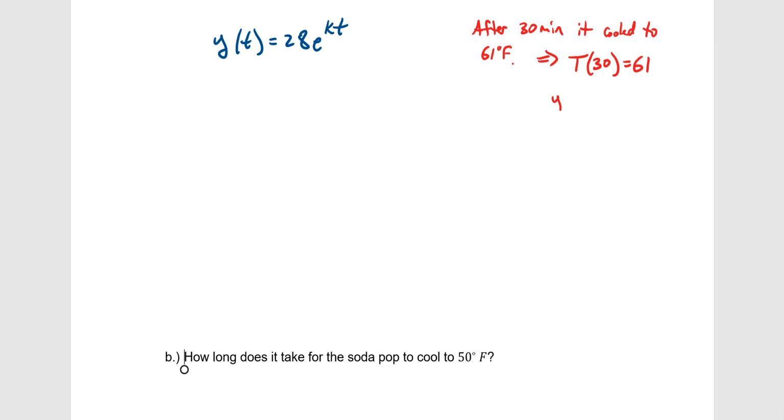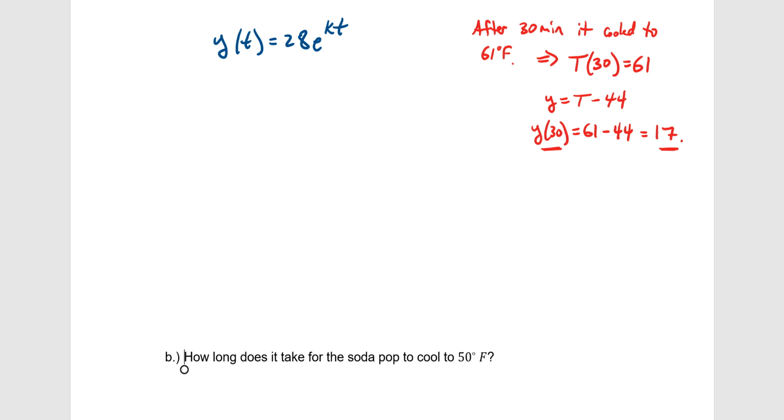So that's Y of 30 equals... or rather, Y of 30. Let me write down the function just so we don't mess that up. It was Y equals T minus 44. So that means Y of 30 equals 61 minus 44, because that's our capital T here. So this is going to give us, what does that give us? 17. Okay, so Y of 30 equals 17.